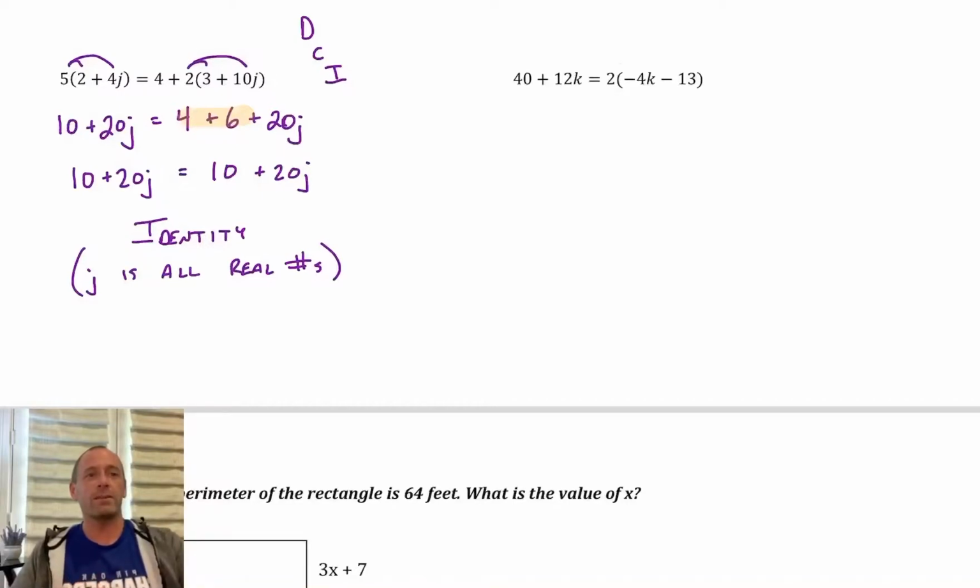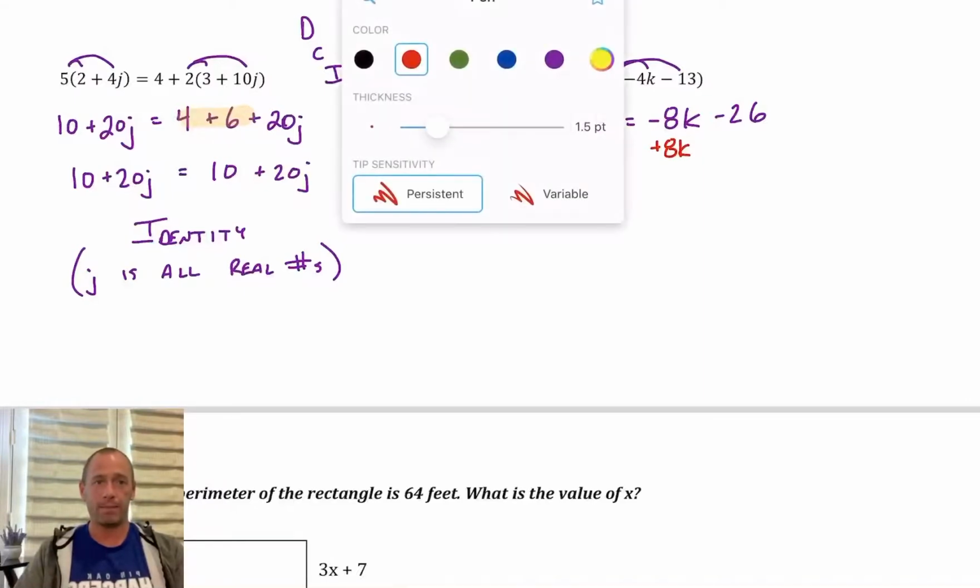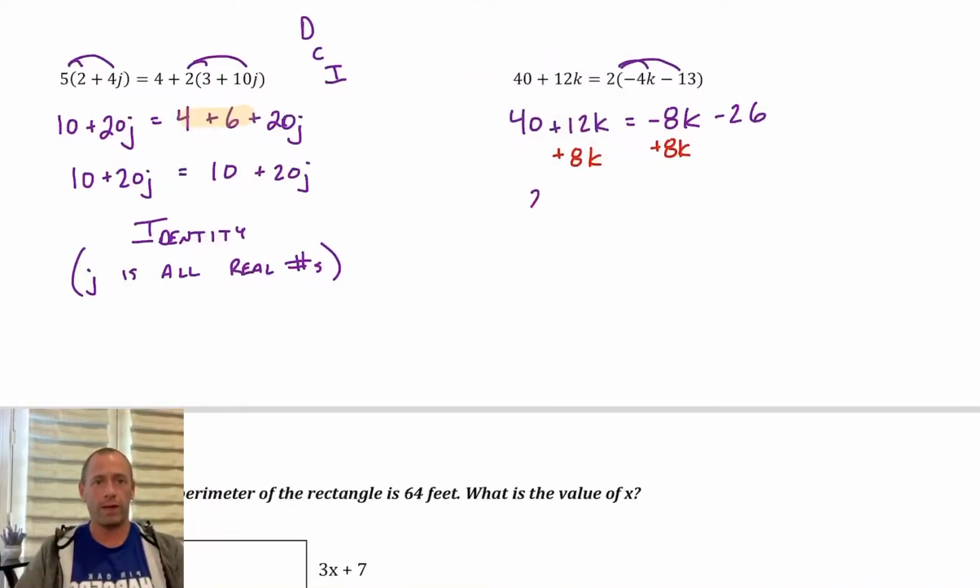Looks like we've got some distribution to do. Two groups of negative 4k minus 13. Well, that'll be negative 8k minus 26. So I've got variables on both sides. As a personal preference, I like to get rid of the smaller quantity. So to get rid of negative 8k, I add 8k. Now if you wanted to get rid of the 12k, you could. You get the same answer. So 20k plus 40 equals negative 26.